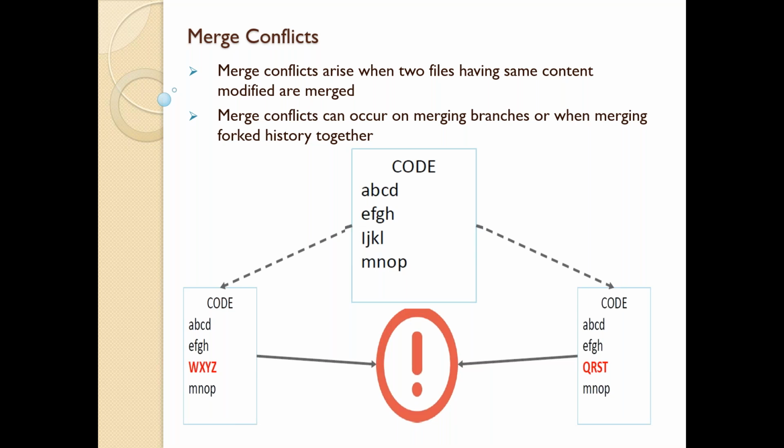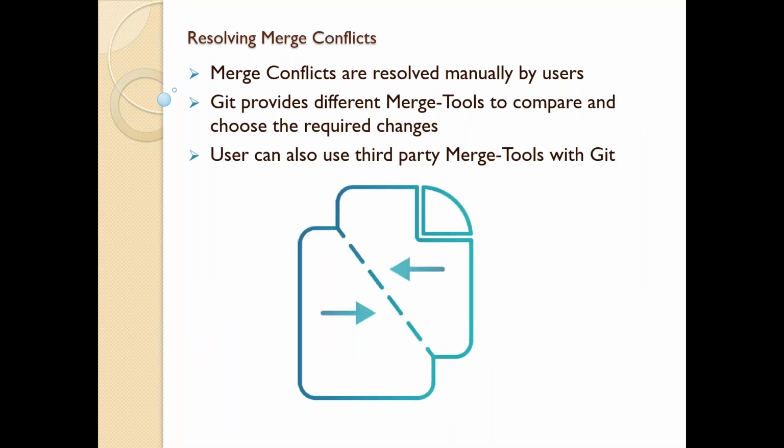In that case, we will have to make sure that we are resolving it only manually. So merge conflicts are resolved manually by users. Git provides different merge tools to compare and choose the required changes, right? But you can also use some third-party tools with Git merge tools. There are a lot of merge tools. You can use those, find the difference, make the change, and do all those things, right? So these are some of the things that you can use to resolve your merge conflicts.